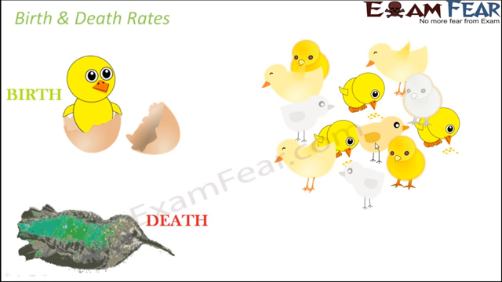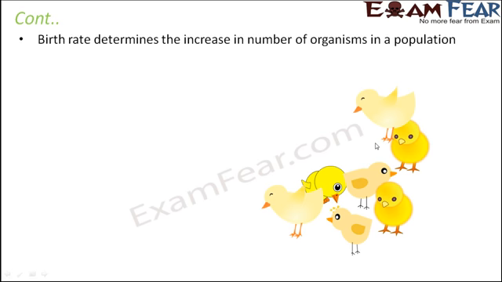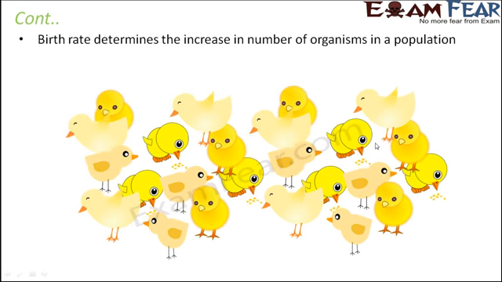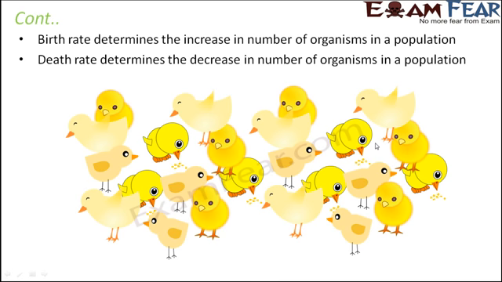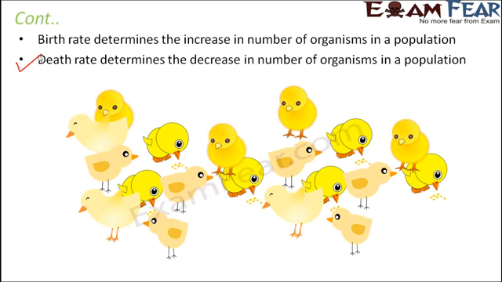So if 3 organisms die out of a population of say 12 or 13 organisms, the population size decreased. Similarly, if more new organisms are born, then the population size would increase. So birth rate determines the increase in the number of organisms in a population, because with birth more organisms are being added to the population. Similarly, death rate determines the decrease in the number of organisms in a population. So let's say this is a population of birds where organisms are dying. As organisms die, the total number of organisms in the population keeps reducing.